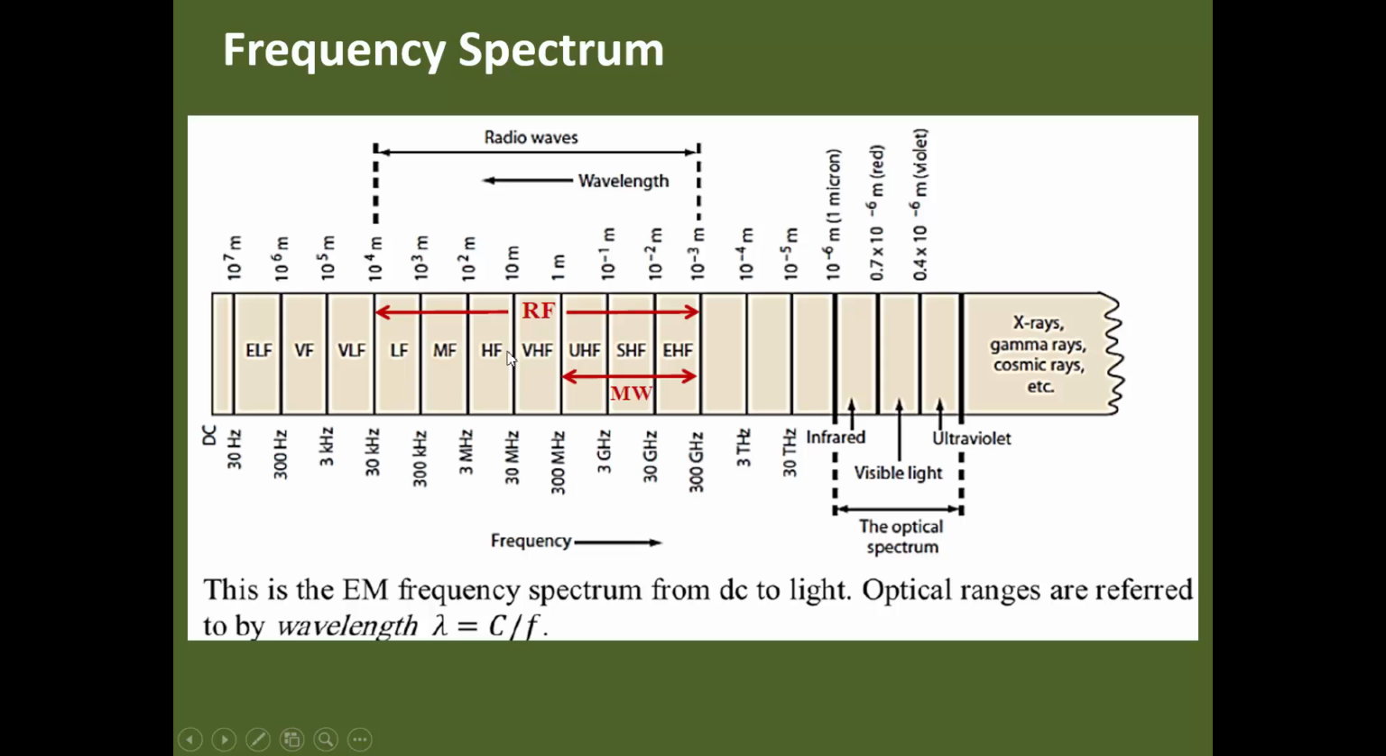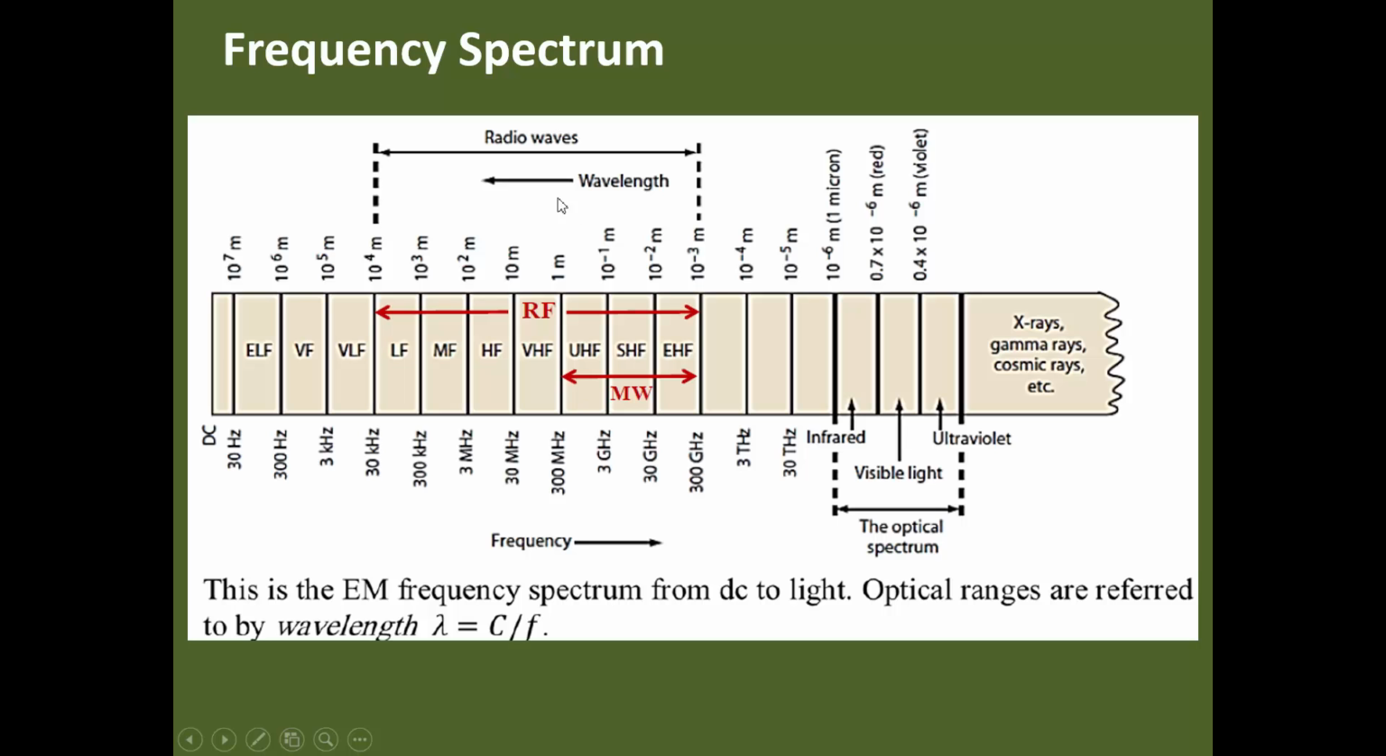Now, if you look at the electromagnetic spectrum, these are the EM frequencies, the electromagnetic frequency spectrum from DC, from zero frequency to light and further beyond light also. Optical ranges are referred to by wavelength, lambda equals c by f, where lambda is the wavelength, c is the velocity of light, and f is the frequency of the wave.